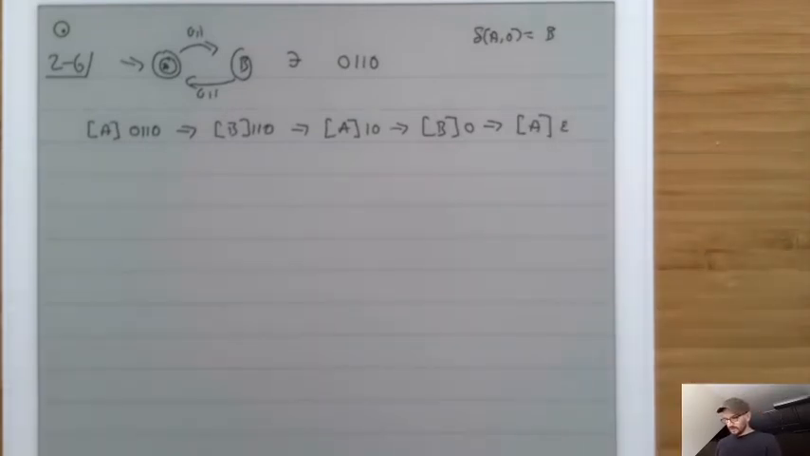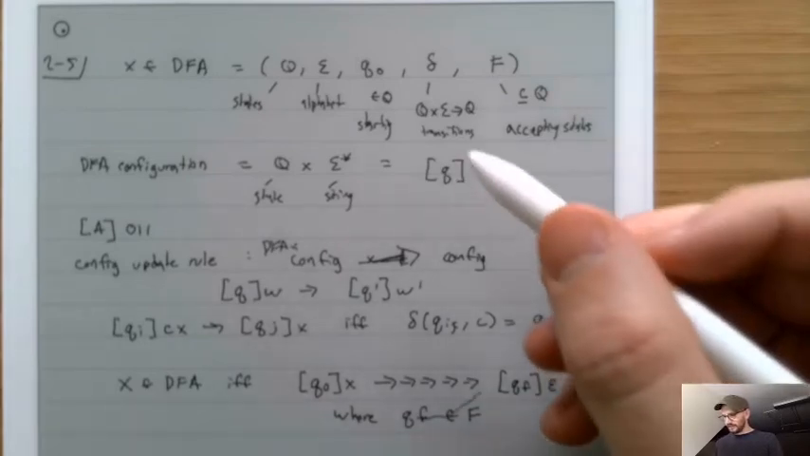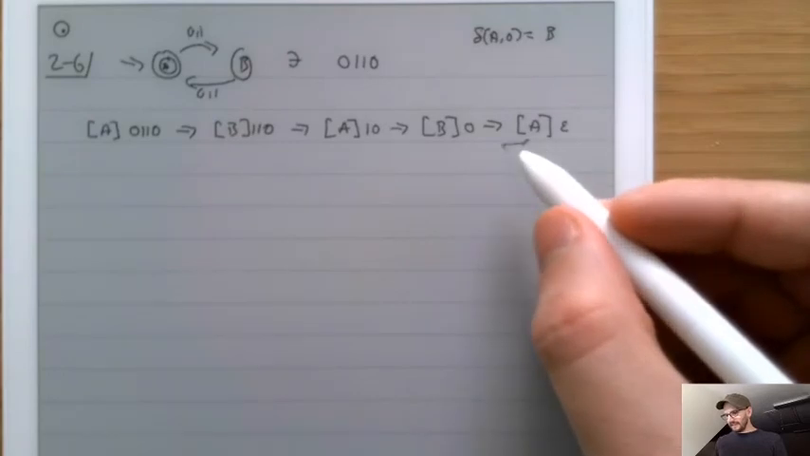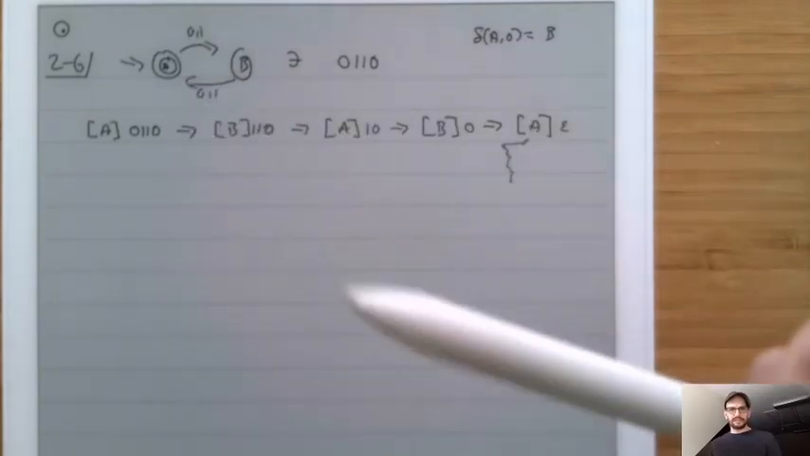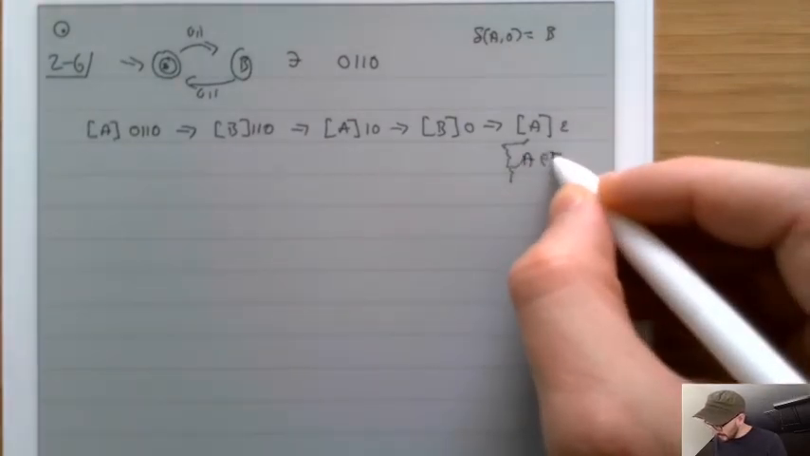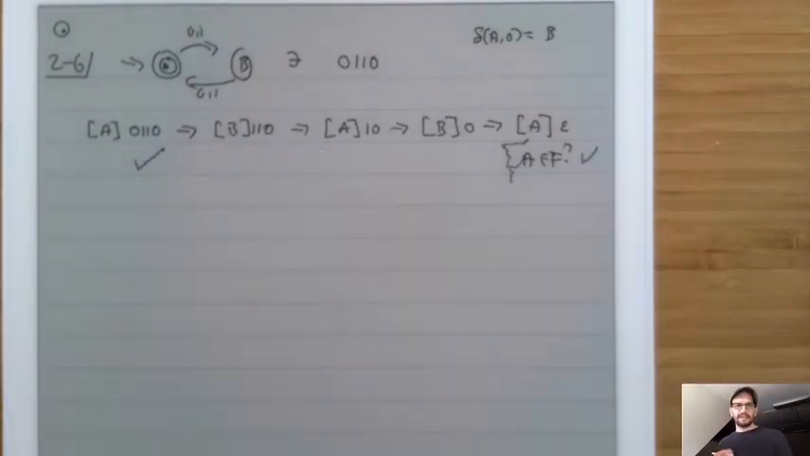Okay. So now we look at our rule, and it says it goes to QF epsilon, where QF is inside of F. So we ask the question, is A inside of F? And yes, it is. It's inside of F because it's double circled. So A inside of F, question mark, yes. Therefore, the whole thing we say, yes, it is inside.